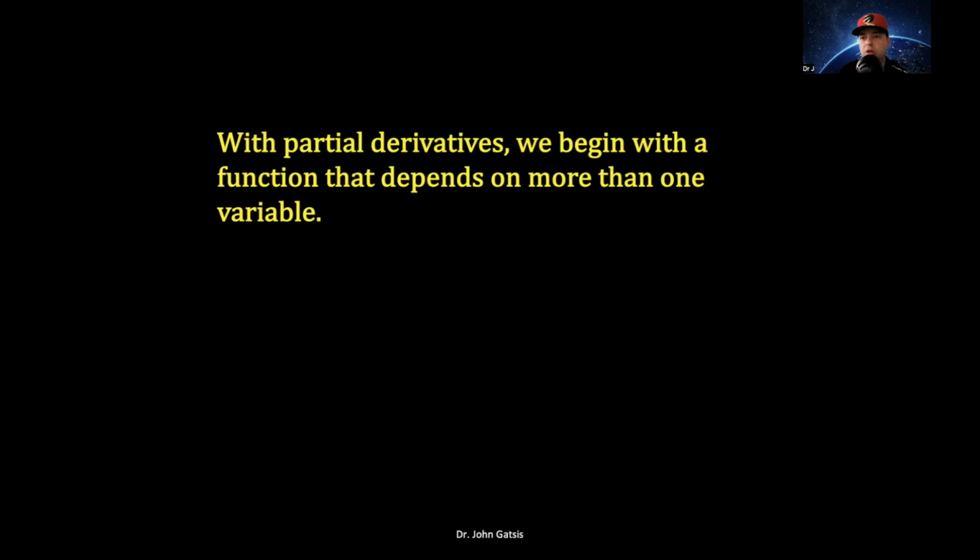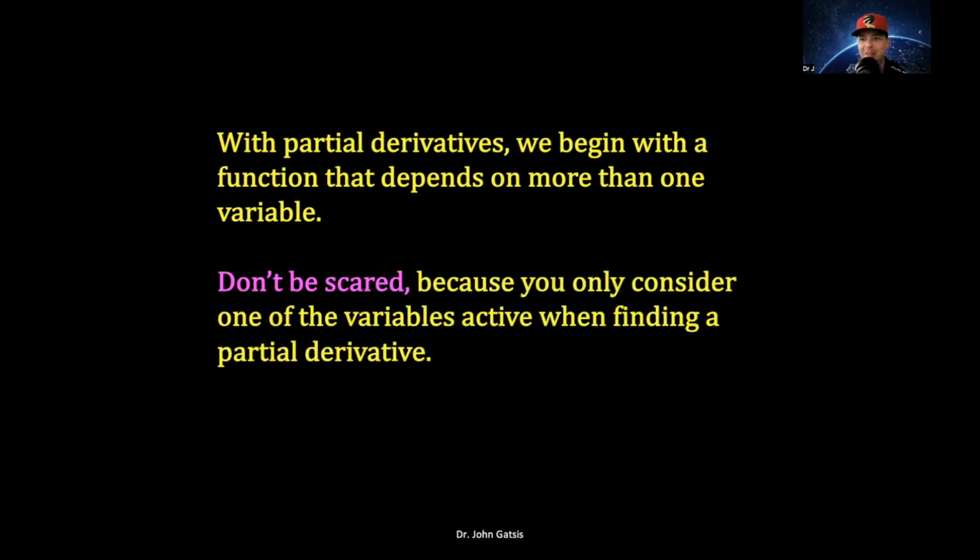The thing that might be scaring you is that there's lots more variables, so perhaps partial derivatives are exponentially harder than the functions of a single variable. But don't be scared, as I pointed out here. The idea is that only one of the variables is active or changing when you're finding a partial derivative, and all the other variables are constants. So if you have x, y, and z, and you're doing a partial derivative with respect to x, then the y and the z are fixed or constant. You can just pretend they're like numbers or constants like pi or e or whatever.